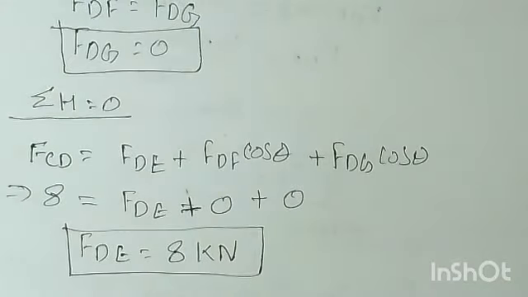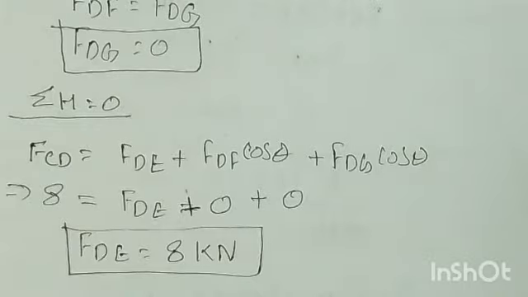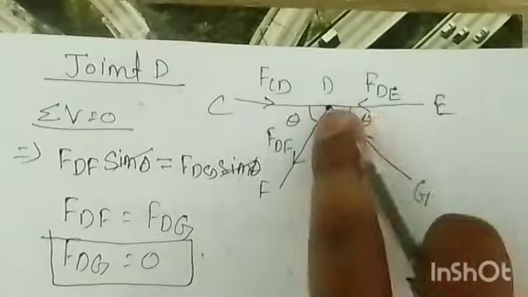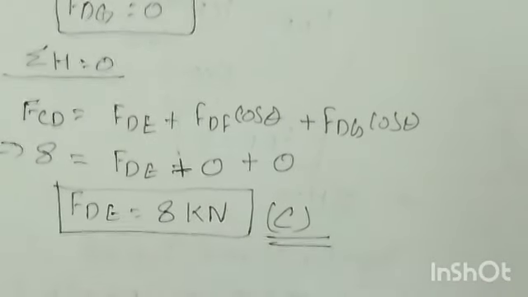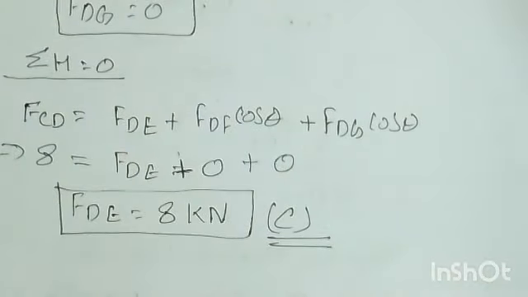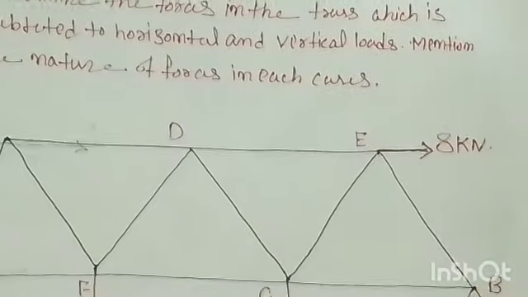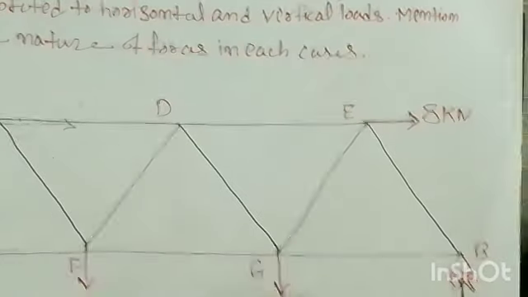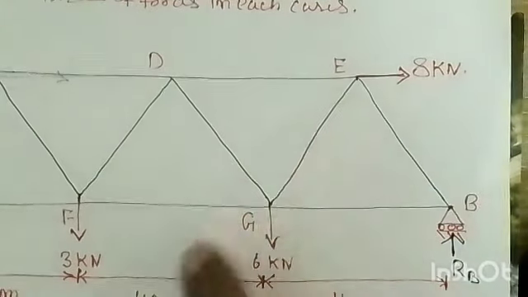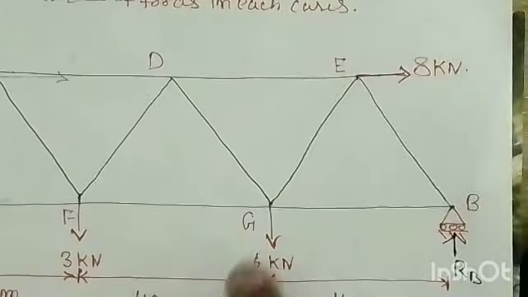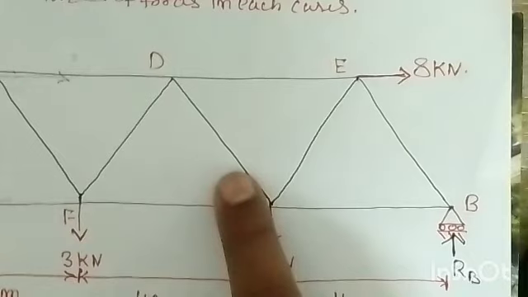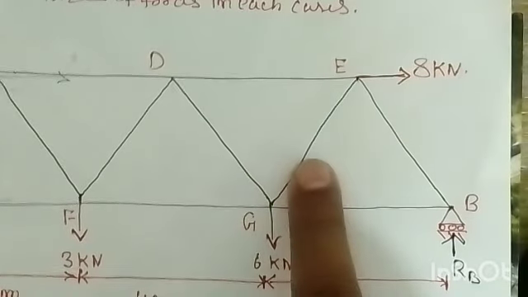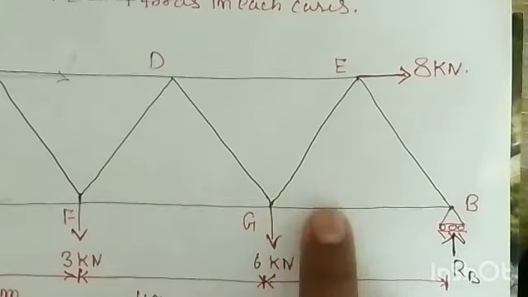So now we get the FDE, that is 8 kilonewton, and if you see, this is the compressive. So you can write that is the C, compressive, right? So E is over. Now we'll take that D joint is over. Now we can see the next joint is the G, right? Why? Because this load, this and this, and these are the members. So again, if I say here it is the downward, right? In this we already got the compressive, so it will be tensile, and these two are already tensile, right?